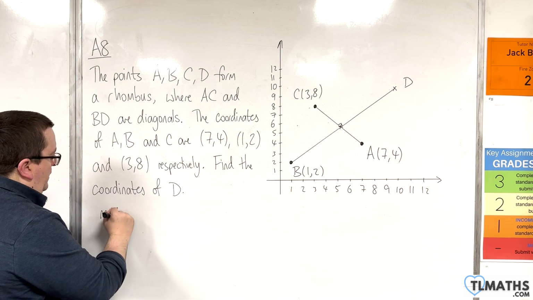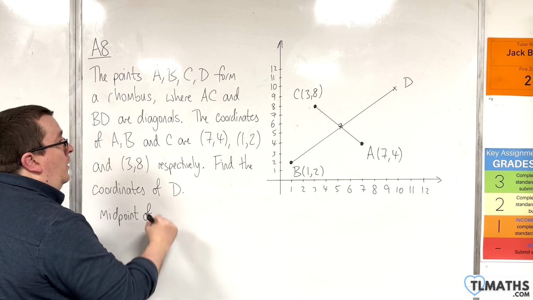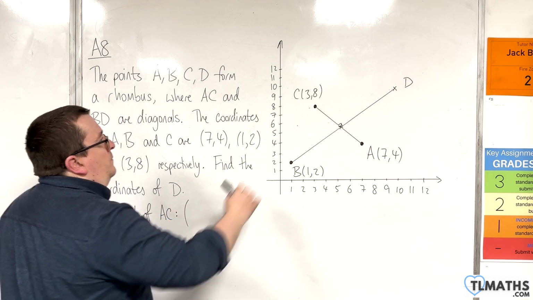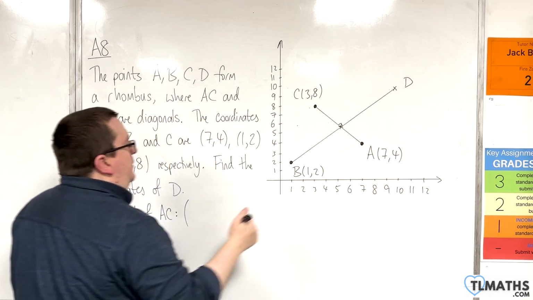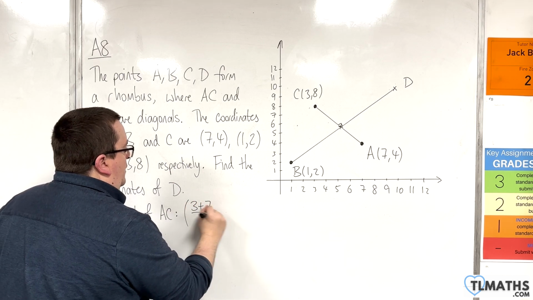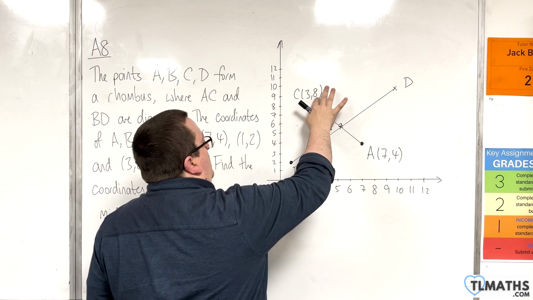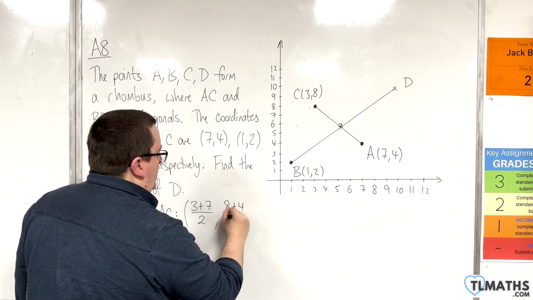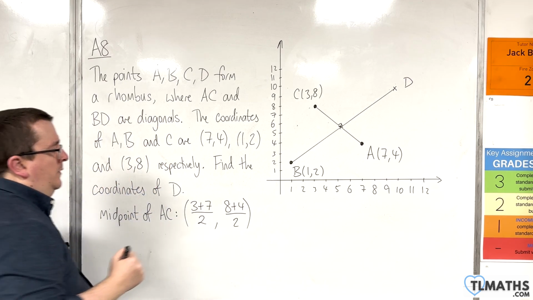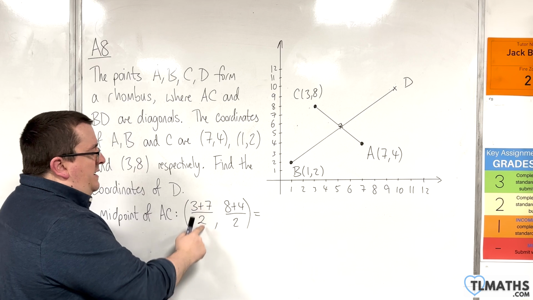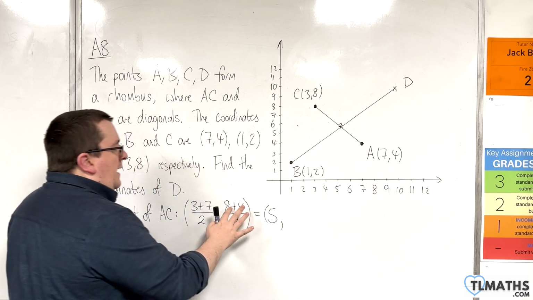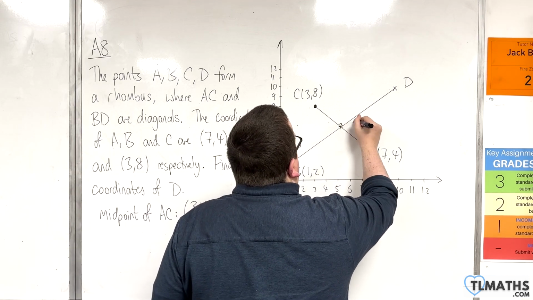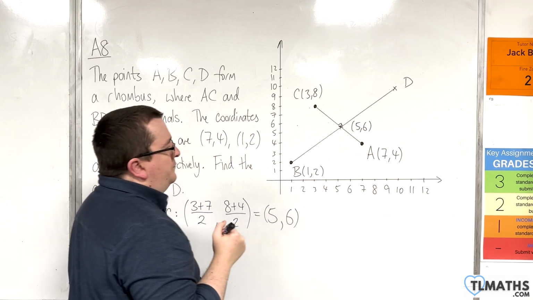So, midpoint of AC. We add together the x coordinates, 3 plus 7, and divide by 2. Then we add together the y coordinates, 8 plus 4, and divide by 2. So 3 plus 7 is 10, divided by 2 is 5. 8 plus 4 is 12, divided by 2 is 6. So this point here should have coordinates (5, 6).